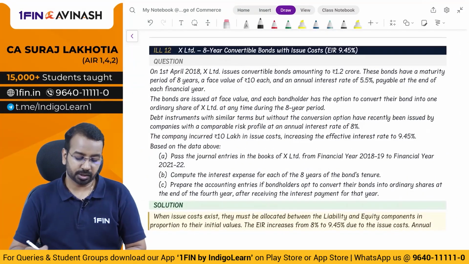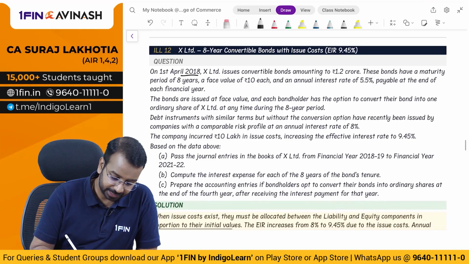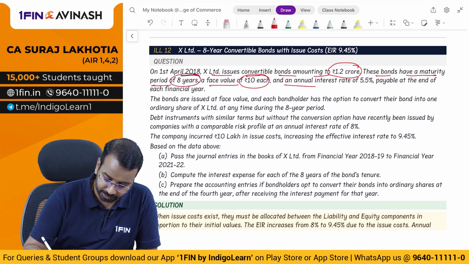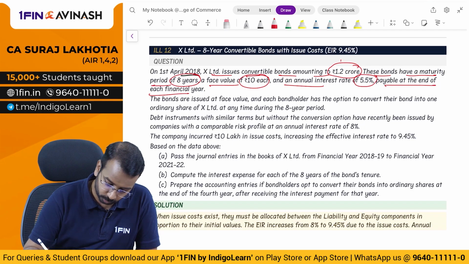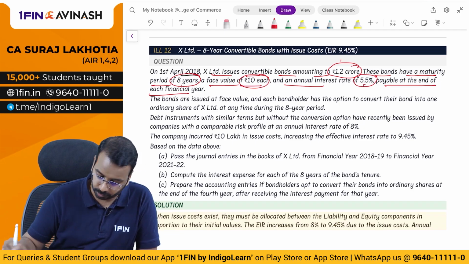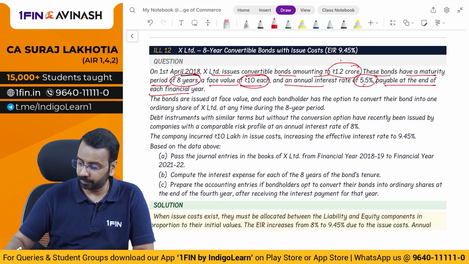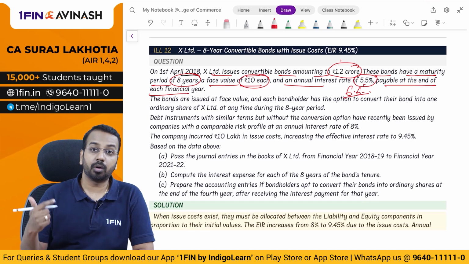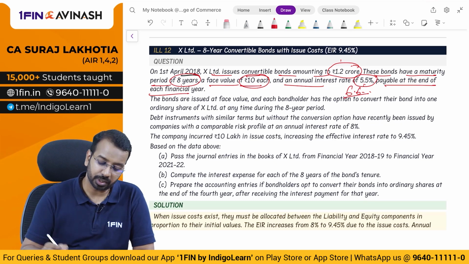Let us have a look at the next question. On 1st of April of 18, X Limited issues convertible bonds amounting to 1.2 crores. These bonds have a maturity period of 8 years, face value of 10 each, annual interest rate of 5.5% payable at the end of each financial year. So, 1.2 into 5.5%, that is 6.6, the amount of interest that is payable every year.